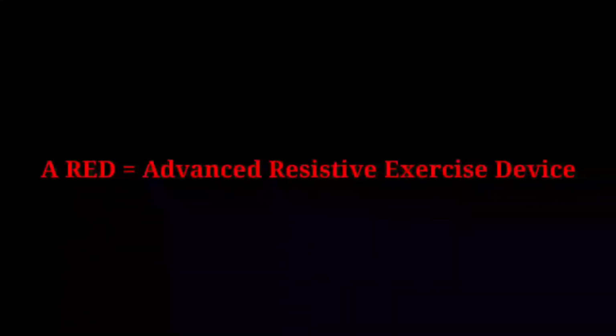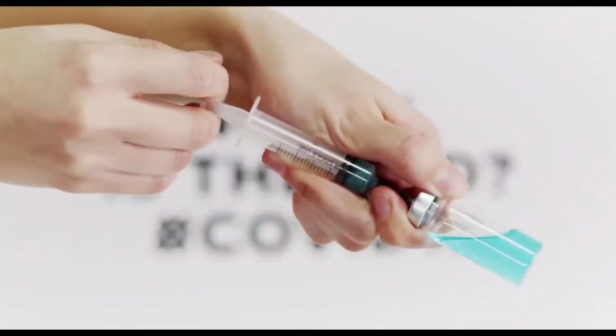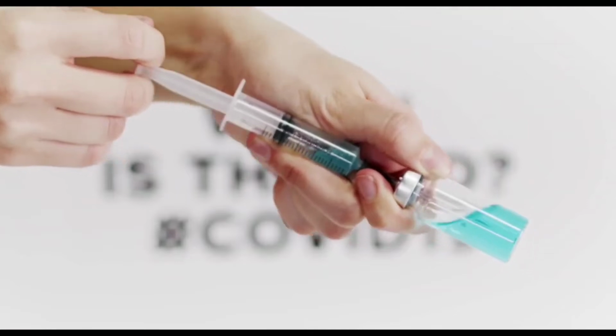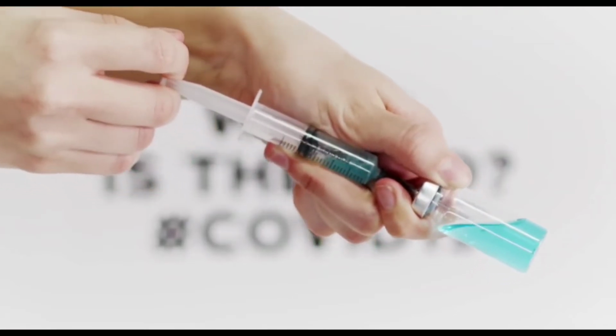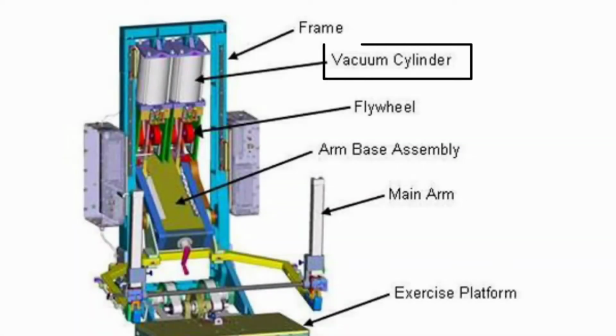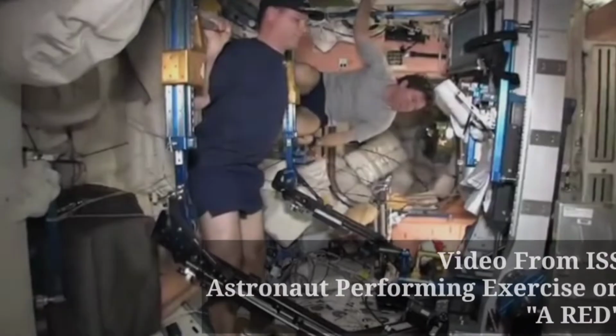The full form of ARED is Advanced Resistive Exercise Device. So the question is how this device produces resistance without gravity in space. Take an example of an injection. When we pull an injection, we feel a kind of resistance due to the vacuum in the tube. The same principle is used for the ARED. There are 2 big cylinders which provide vacuum resistance.